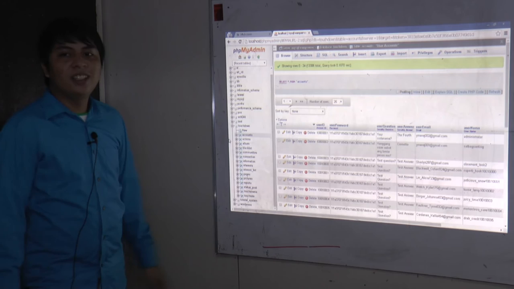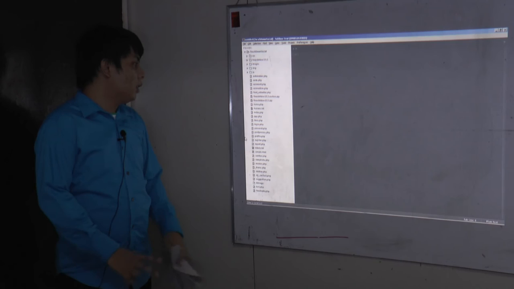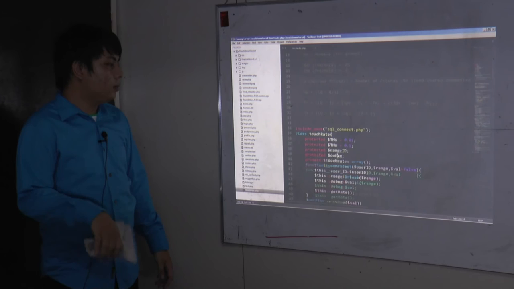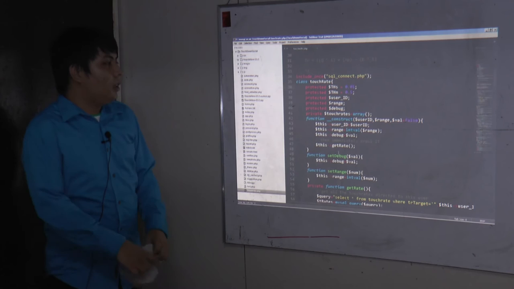The code. Touch rate. So here's the calculation for the touch rate algorithm.